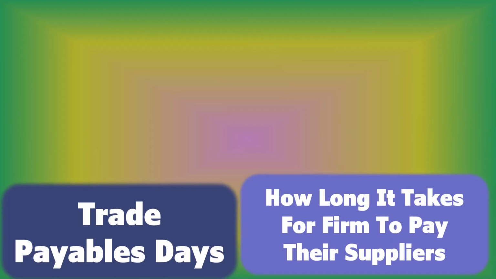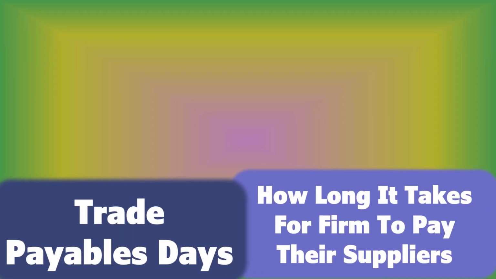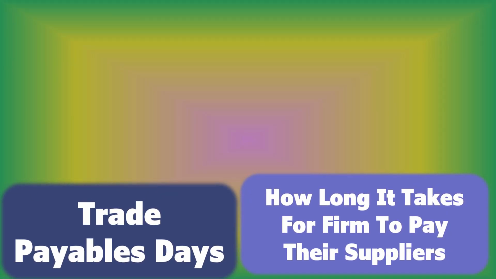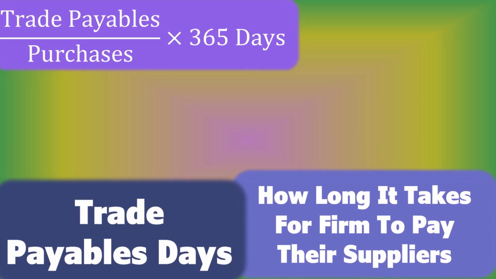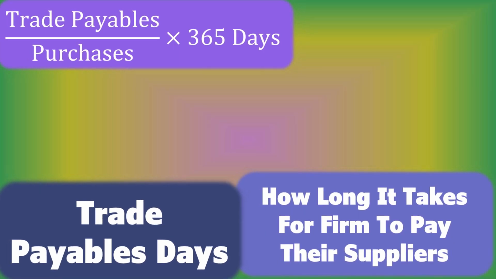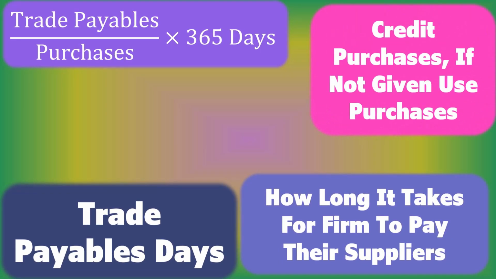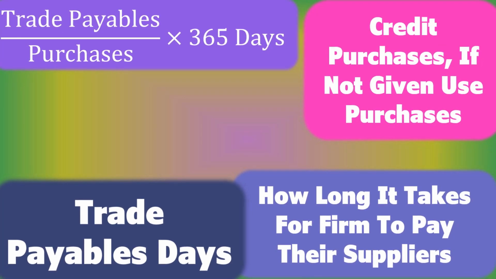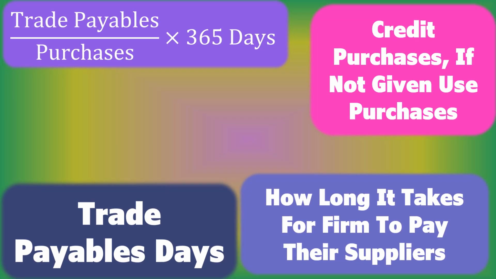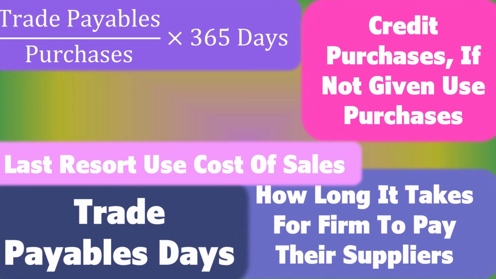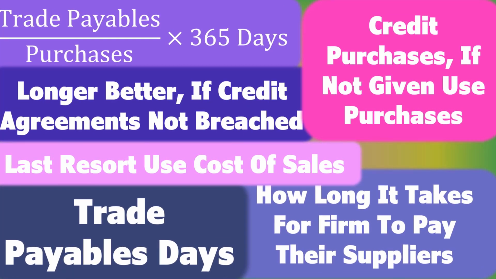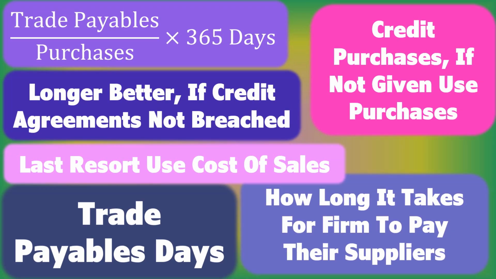A similar ratio is trade payable days, which is how long it takes for the firm to pay their suppliers. It is calculated as trade payables divided by purchases times 365 days. Again, ideally we'd want to use credit purchases, but if no distinction is given, just use the purchases from the income statement. As a last resort, we would use the cost of sales figure in the income statement. Generally, the longer the better, as long as credit agreements are not breached.